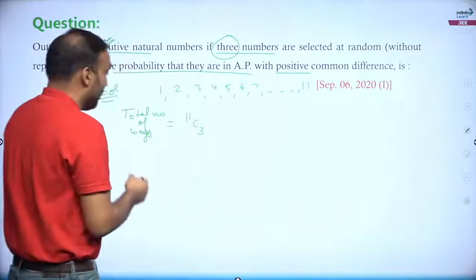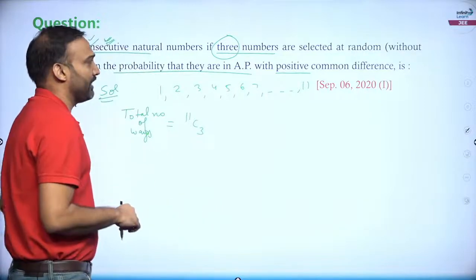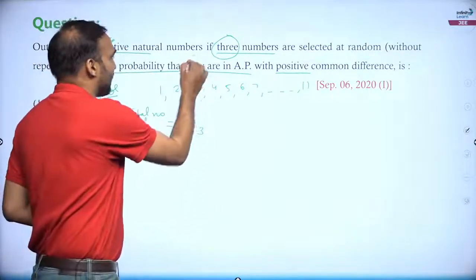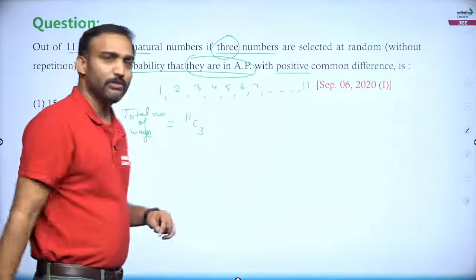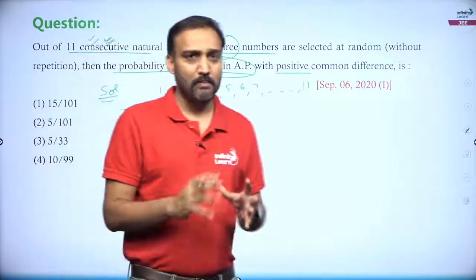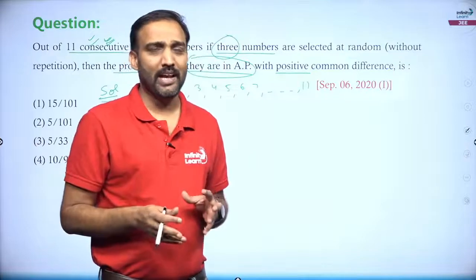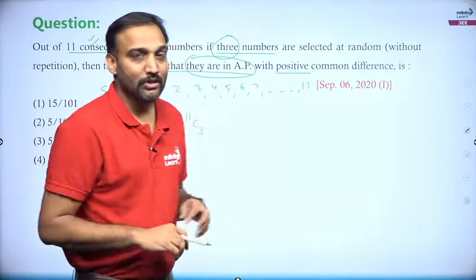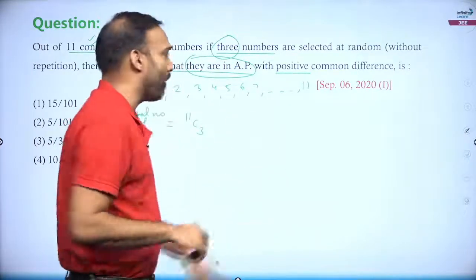Total ways is there. Now I have to count the favorable number of cases. For favorable, I have a constraint that the terms should be in AP. Now the APs would be defined by the common difference, right? So I will make the cases according to common differences.